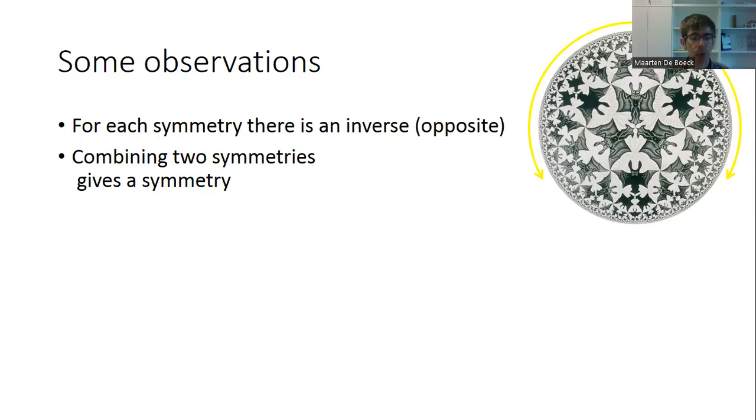The second thing I want you to notice is that combining two symmetries again gives a symmetry.